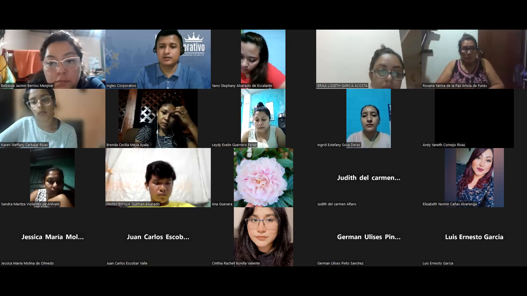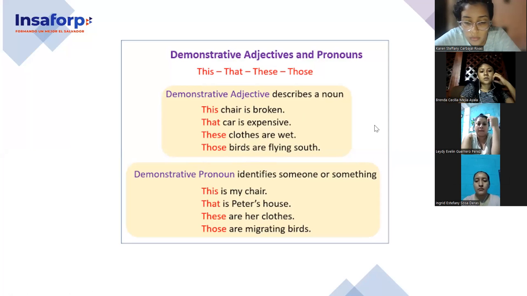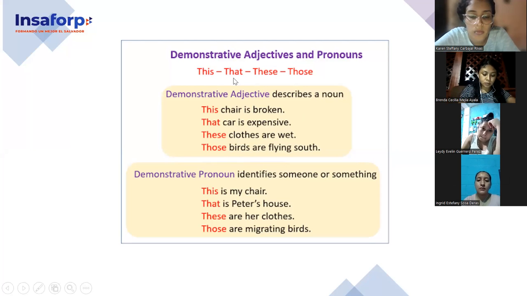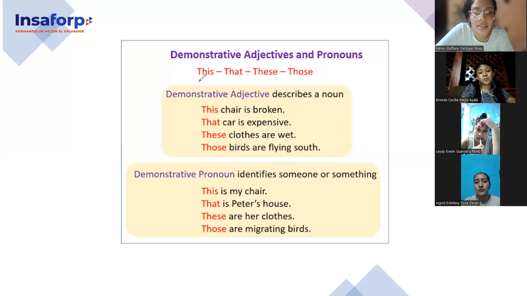Okie dokie. Let's carry on. Let me show you the following information. We have demonstratives. Tenemos estos demonstratives in English para indicar algo, right? Tenemos singulars and we have plurals. Estos demonstratives are this, that, these, those. Karen, Stephanie, ¿cuál cree que son plurals y cuáles cree que son singular? This, that, singular. Perfect. These, those, plural. Beautiful. That is correct.